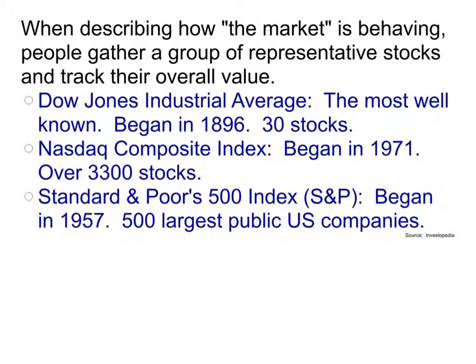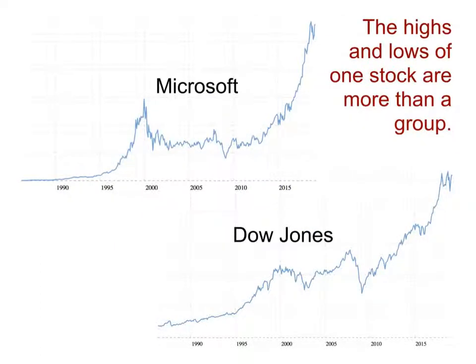And so you also have the NASDAQ. The NASDAQ index has 3,300 stocks in it. So that gives you a really wide view of what might be happening in that particular market. Or there's also the S&P, the Standard & Poor's 500 index, which has 500 companies in it. In fact, the 500 largest publicly traded U.S. companies.